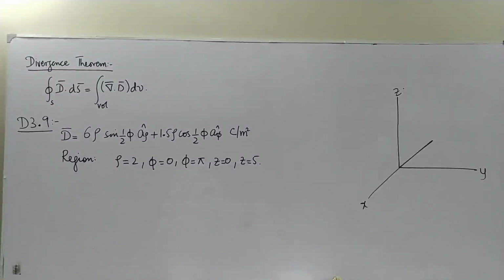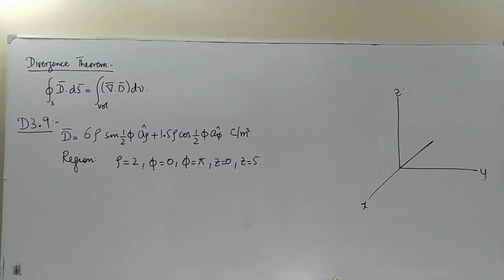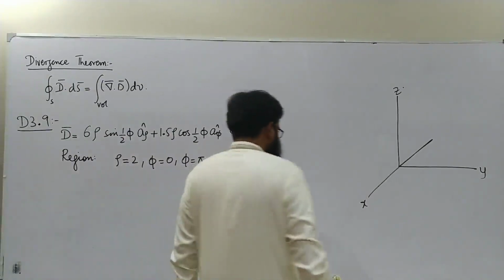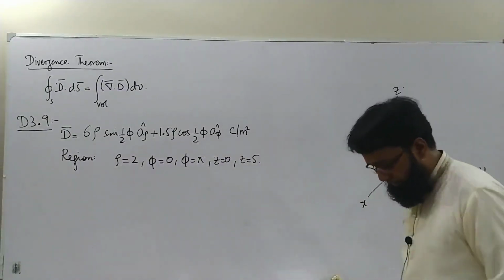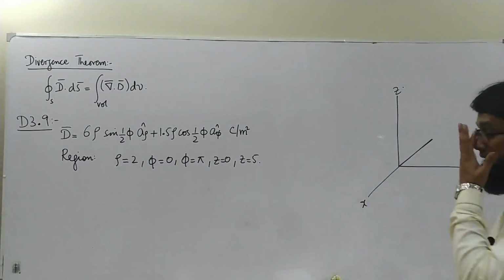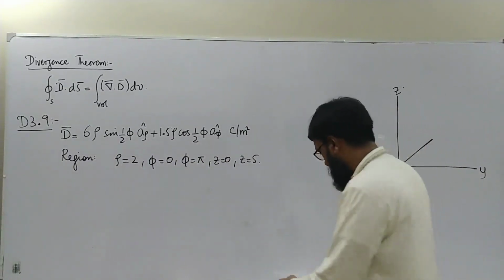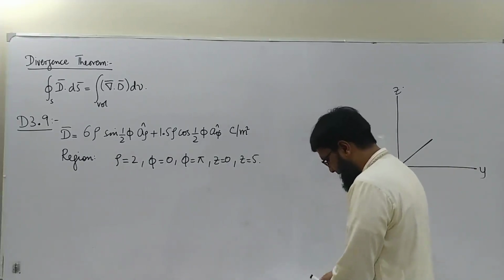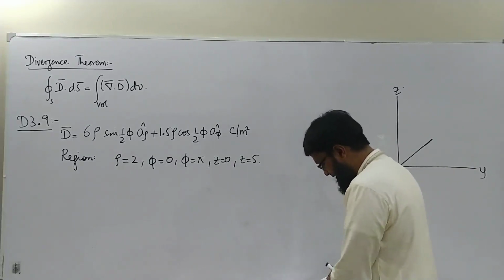Alright, so in drill 3.7 and 3.8, you just have to evaluate the divergence. That's it, so not a big deal for you. Remember that while evaluating divergence, you should take care of the coordinate system you are working in. For a spherical coordinate system, the formula for divergence is different. For cylindrical coordinate it is different. For rectangular coordinate it's different.